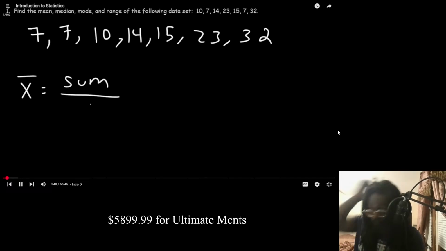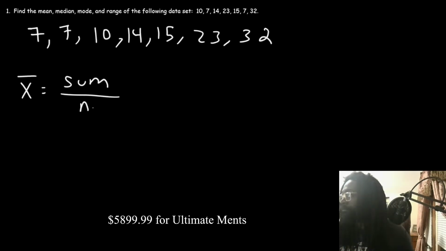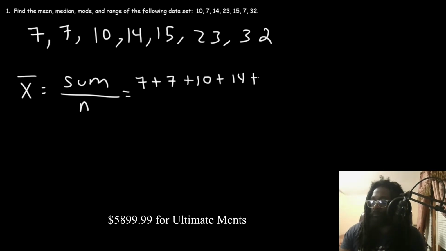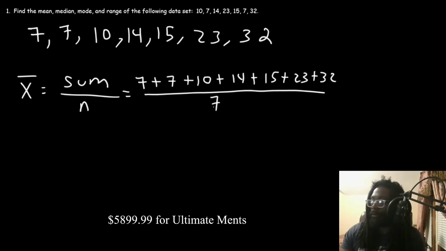So divide the sum by the 7 numbers that are in the data set. So this is going to be 7 plus 7 plus 10 and so forth. And then we're going to divide it by the 7 numbers. So the mean is basically the average of those numbers.